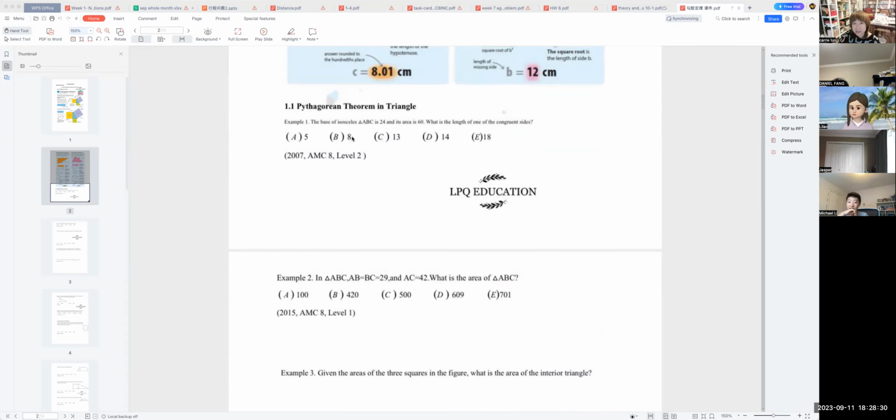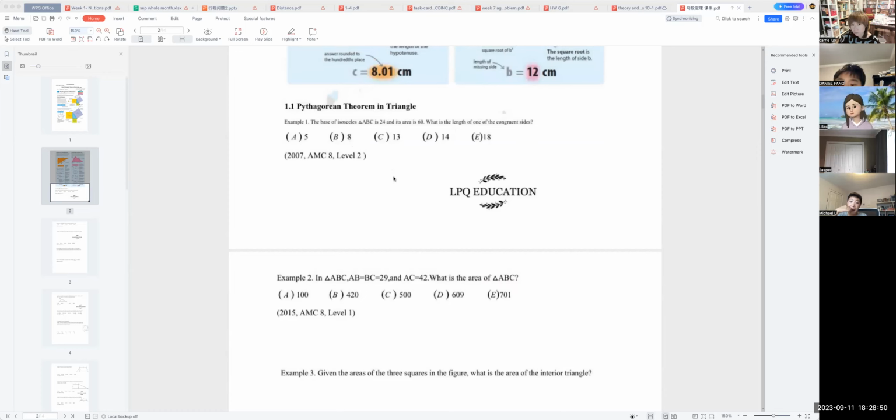Okay, so let's take a look at this one. The base of isosceles triangle ABC is 24 and its area is 60. What is the length of one of the congruent sides? Okay, so isosceles triangle. This one is a bit harder. Let's first look at what an isosceles triangle is, Daniel.